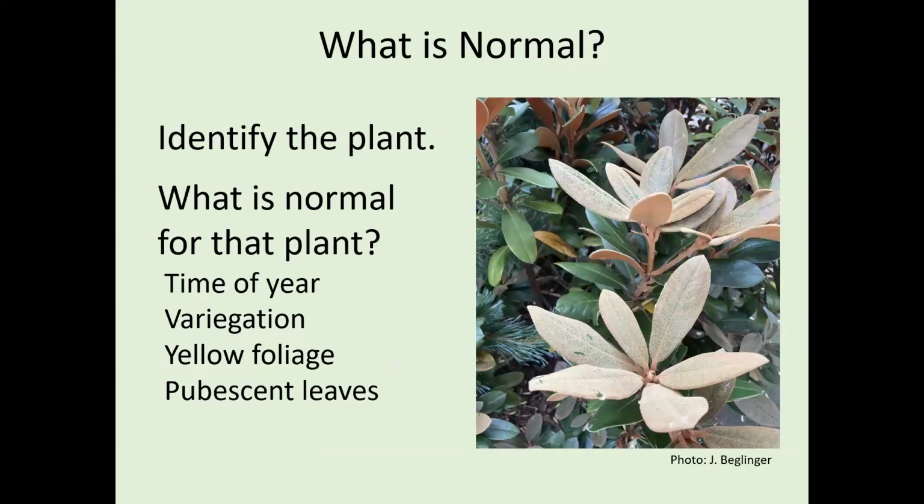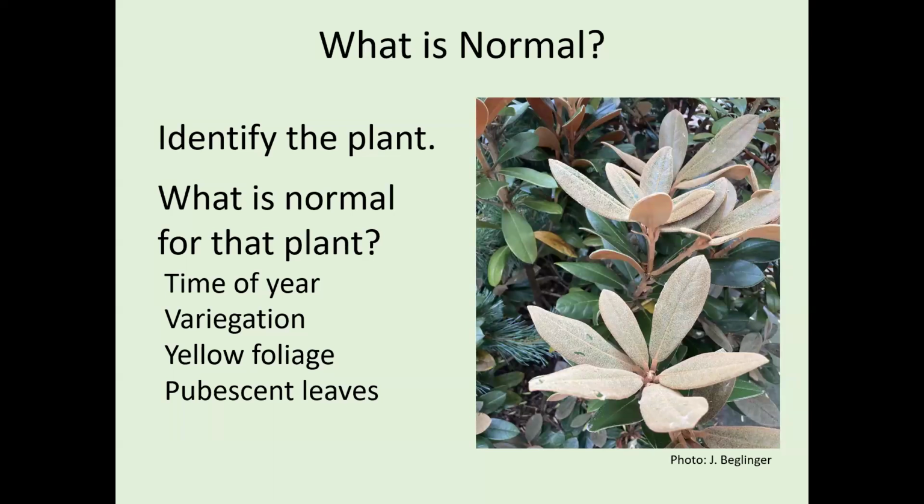The first thing you have to do is identify your plant. We lose tags, we forget what it is. If you're asking master gardeners for help, we need to know what the plant is because we want to know, how does that plant look when it's supposed to be normal? And normal can vary depending on the time of the year. It might look different in spring than it does in the fall. Plants have variegation. Some plants have yellow foliage.